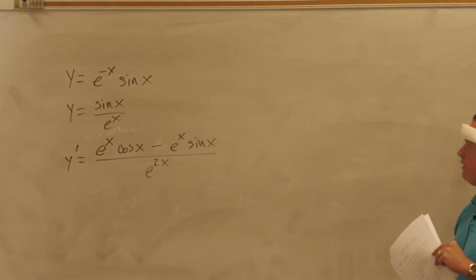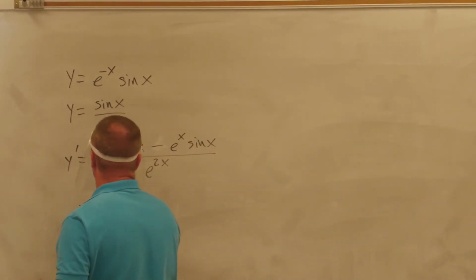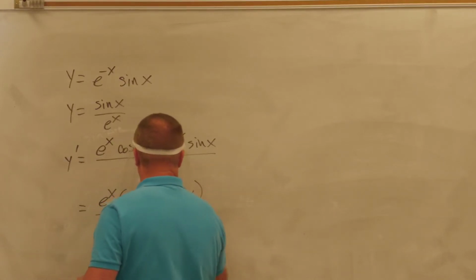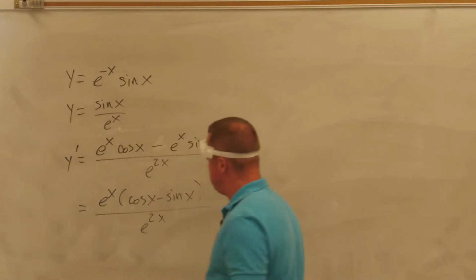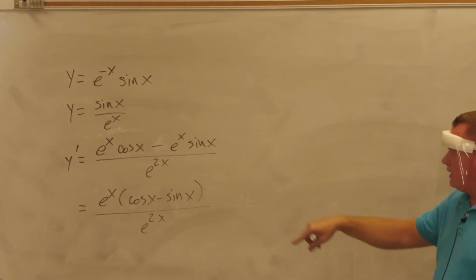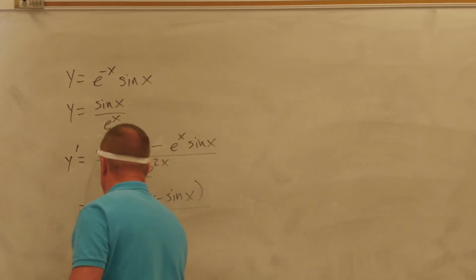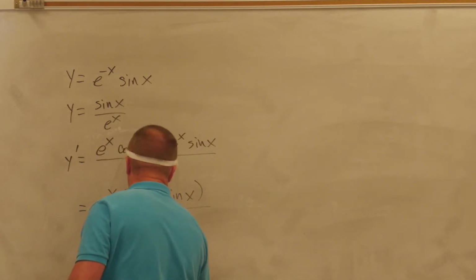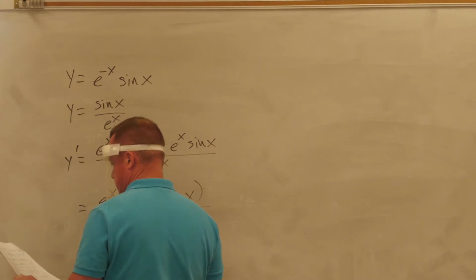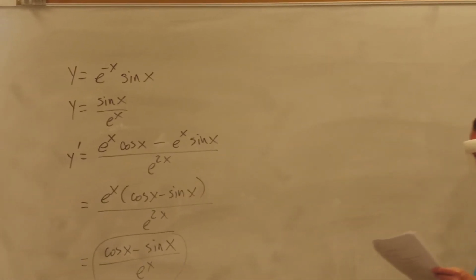Questions about that? All right, so on the top, factor out an e to the x. So I get that. Then I have e to the x on the top and e to the 2x on the bottom, so you can divide those, and that would just leave an e to the x on the bottom. So your answer would be cosine x minus sine x over e to the x. Questions about that?